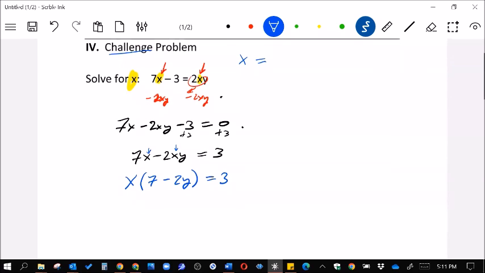Now, at this point, you need to recognize something. Like, say you had x times w equals 3. If I wanted to solve for the x, all I would do is divide both sides by the w, and I would have x equals 3 over w. And I would have solved for the x, and this would be the answer.